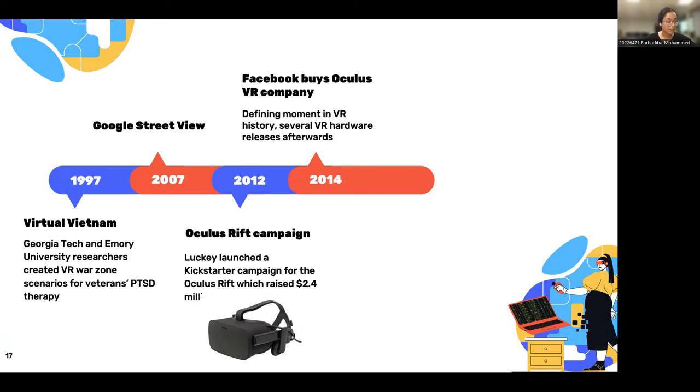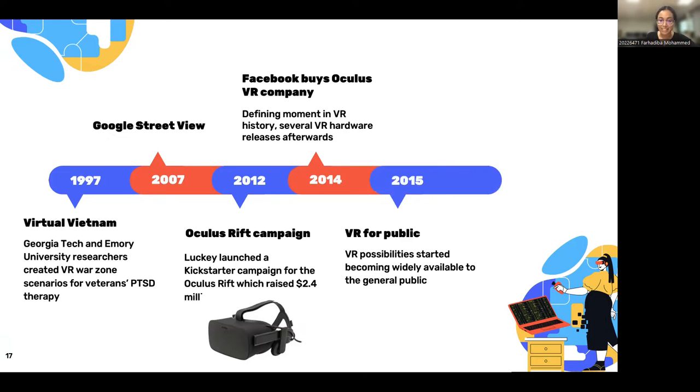To name some examples, Google released its Cardboard glasses in the same year. Samsung announced the Samsung Gear VR, and Sony announced that they were working on Project Morpheus, a VR headset for the PlayStation 4. In 2015, 1 year later, virtual reality was gaining even more popularity, and it was starting to become widely available to the general public even more.